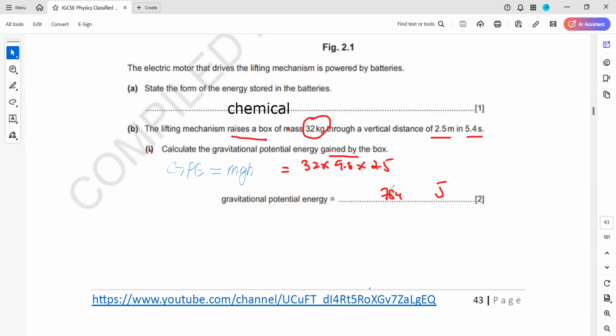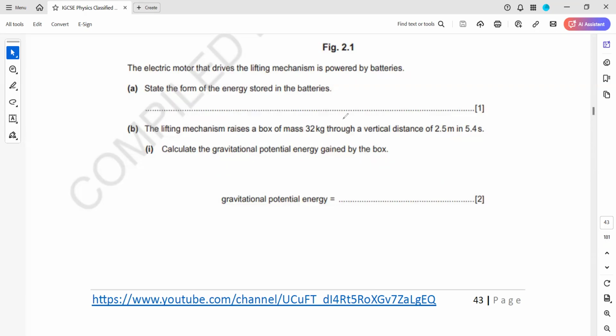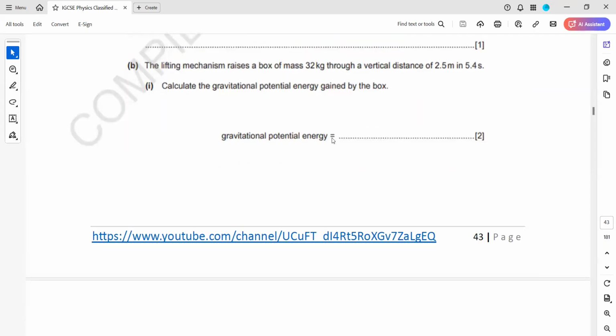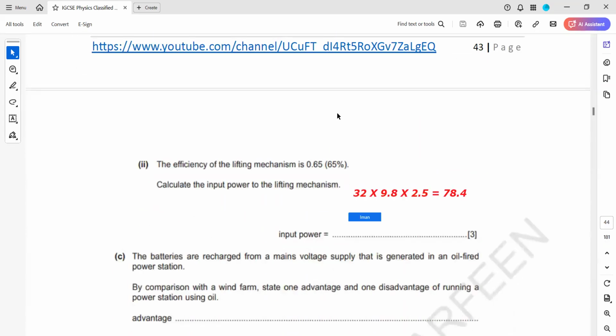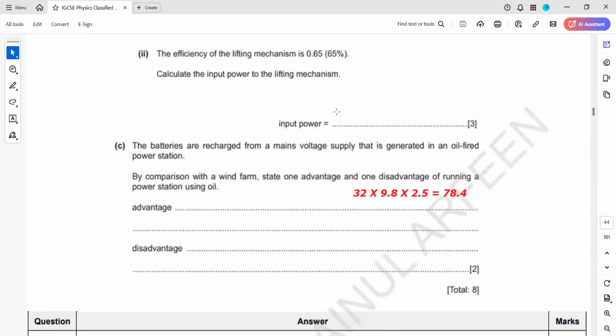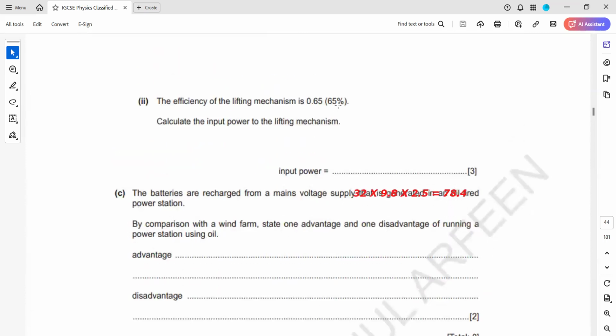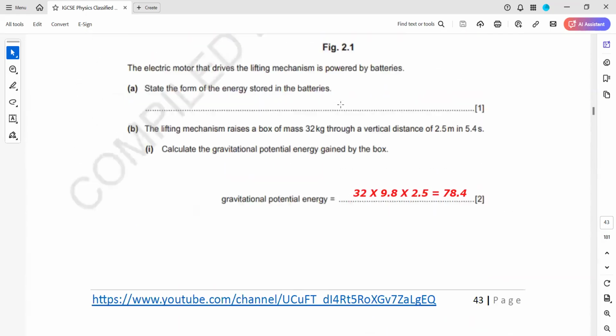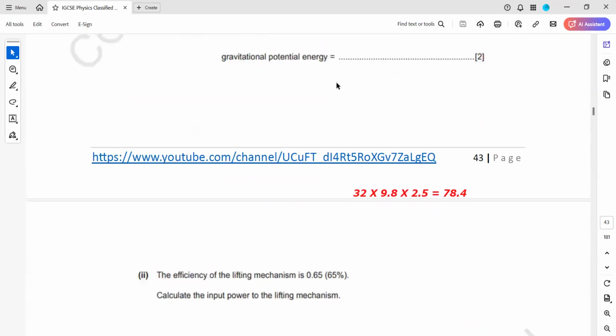784 joules. That's the gravitational potential energy. Then 800 joules is also correct, you rounded off to 800. The marking scheme answer is a rounded off answer. If we write the rounded off answer, it's fine, this is correct. But the exact value is 784, so 784 joules is the energy.